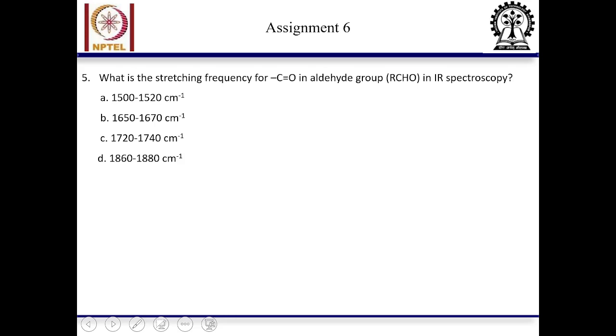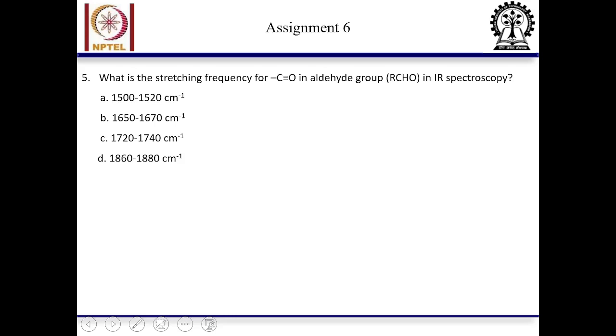Can anyone write the answer for question number 5? What is the stretching frequency for carbonyl in the aldehyde group in IR spectroscopy? Okay, Surya is saying C. Yeah, so you are correct.